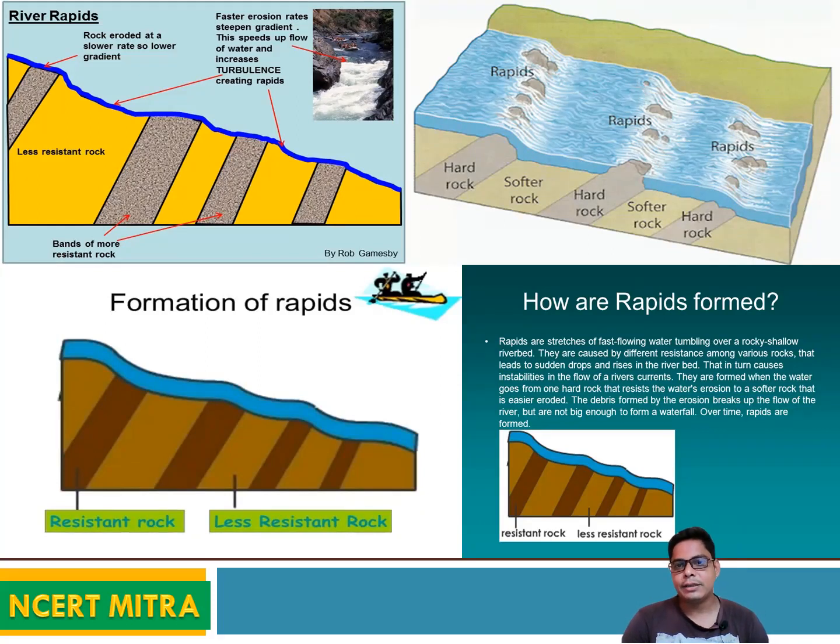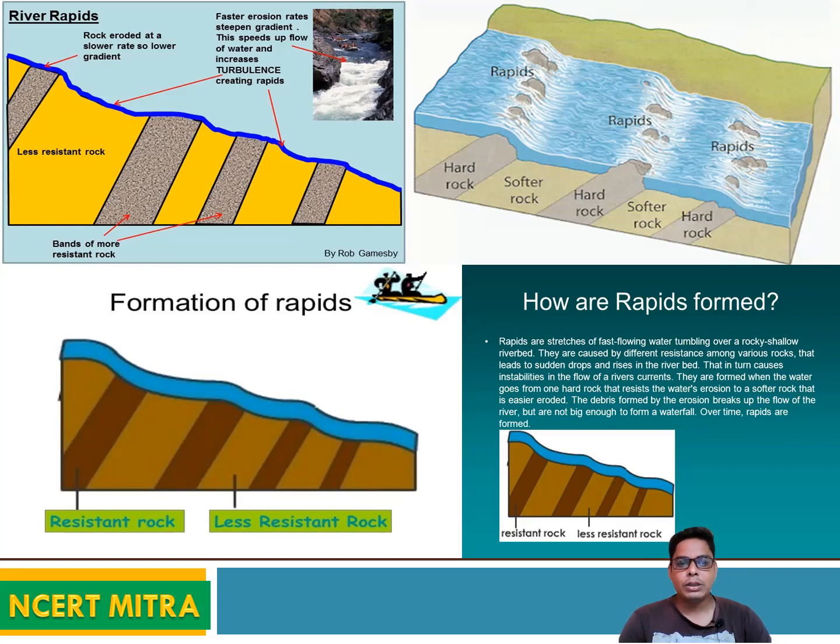Rapids are stages of fast flowing water that tumble over a rocky, shallow river bed. They are caused by the different resistance among the various rocks, which leads to sudden drops and rises in the bed. They are formed when the water meets resistant rocks, and the soft rock becomes more erosive and easier to erode. At that time the debris of that area breaks up and falls in the river. So this is known as the rapids.